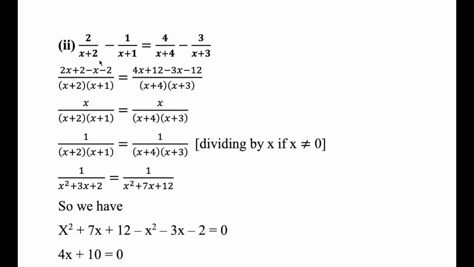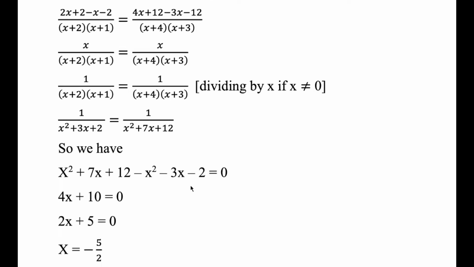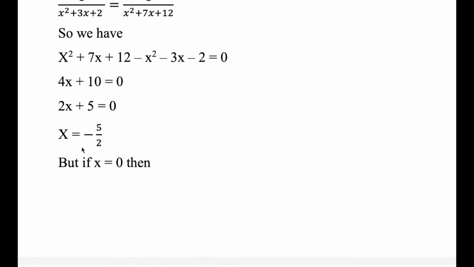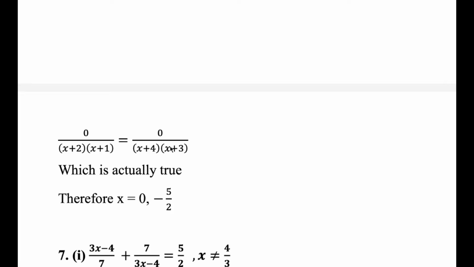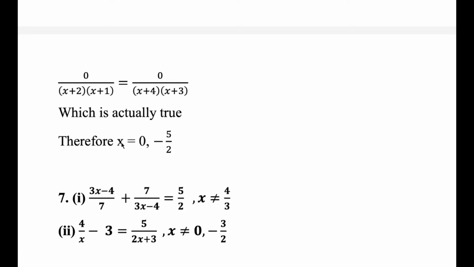2/(x + 2) − 1/(x + 1) = 4/(x + 4) − 3/(x + 3). So first doing the LCM, after that you will get this much figure, after that cross multiplication you will get x equal to −5/2. So if x is equal to 0, then put 0 divided by something, which is actually true. So therefore the value of x will be either 0 or −5/2.